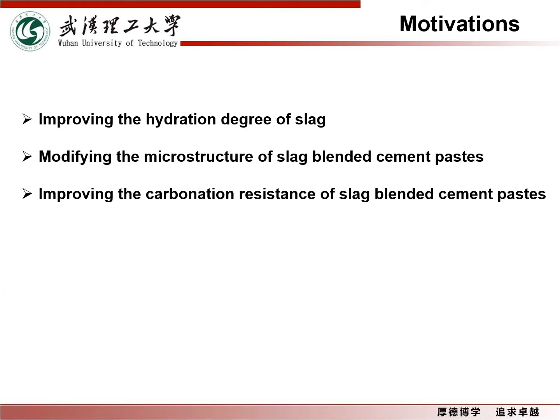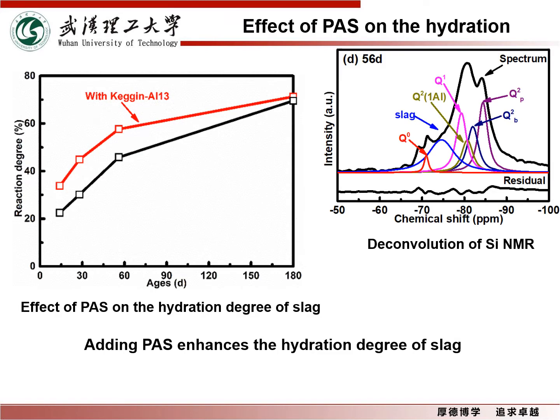Based on our previous work, we proposed the research motivations. Adding PAS into the slag blended cement paste improves the hydration degree of slag, modifies the microstructures, and improves the carbonation resistance of blended cement paste. In the second part, we show the results of the effect of PAS on the hydration of slag in the blended cements.